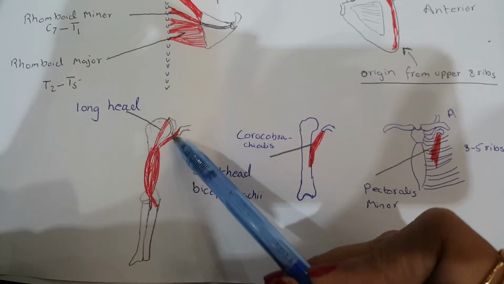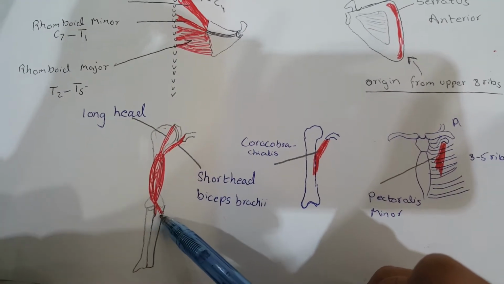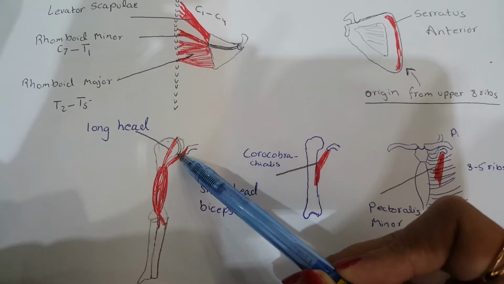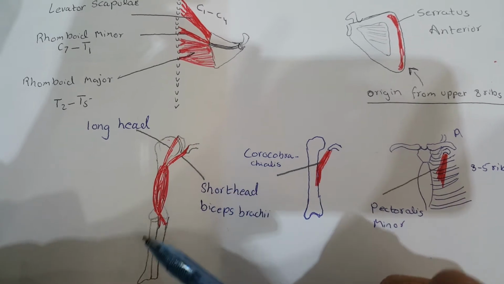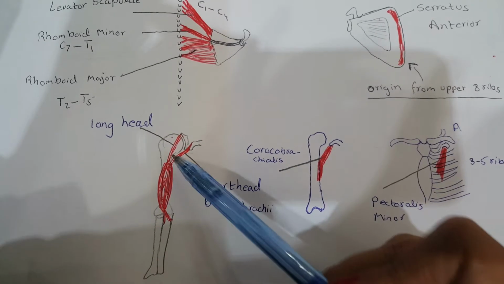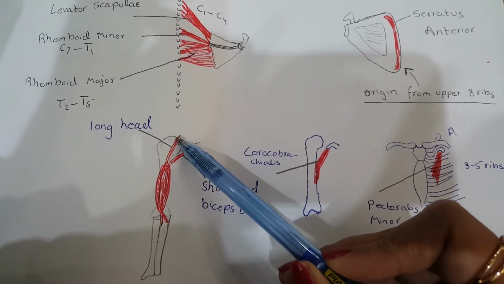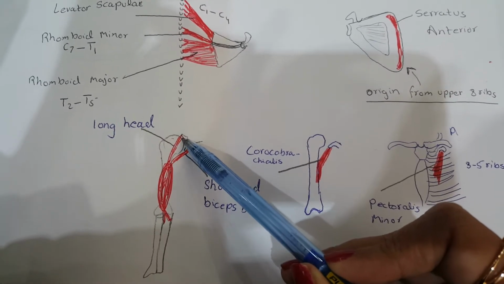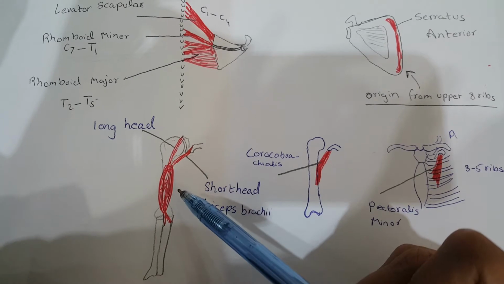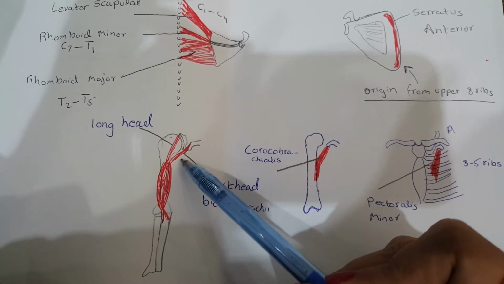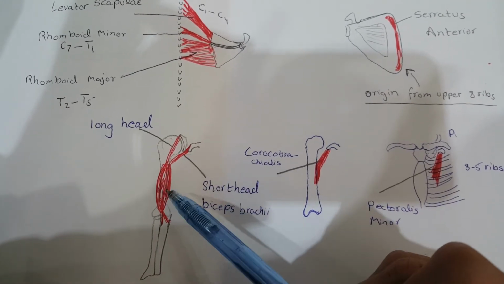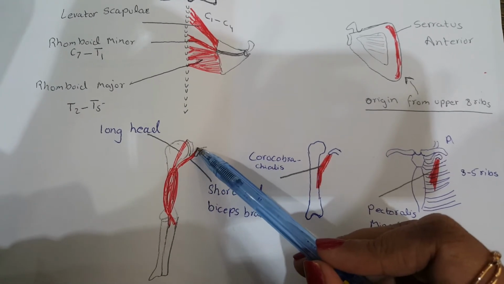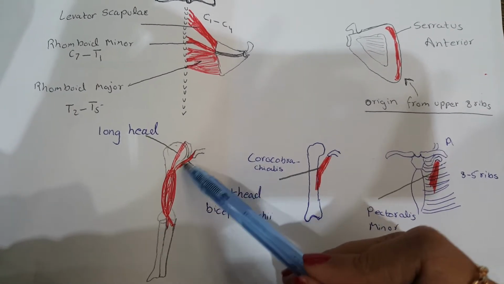I have drawn humerus, radius, ulna bone, glenoid cavity, coracoid process. Long head of the biceps arises from the supraglenoid tubercle, which is present above the glenoid cavity. Short head of the biceps brachii arises from the coracoid process, from the lateral part of the tip of the coracoid process.